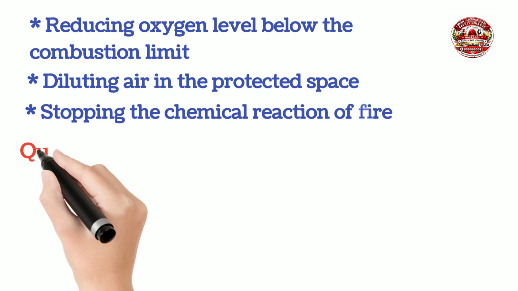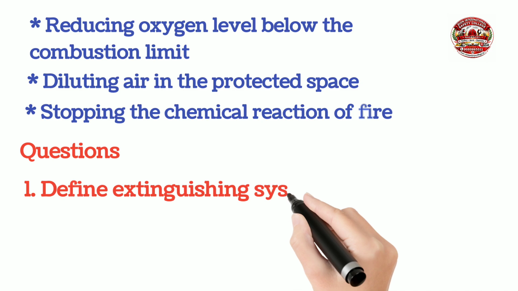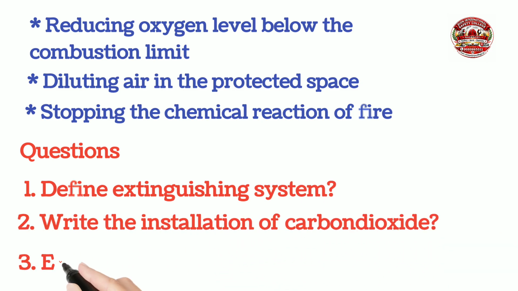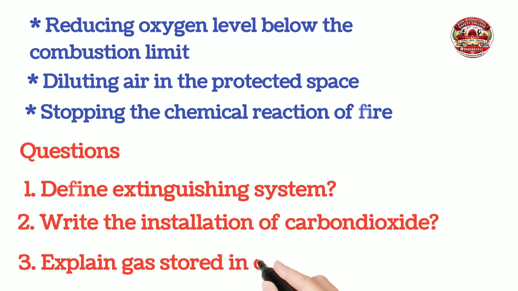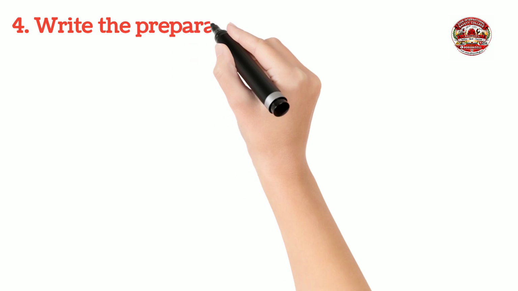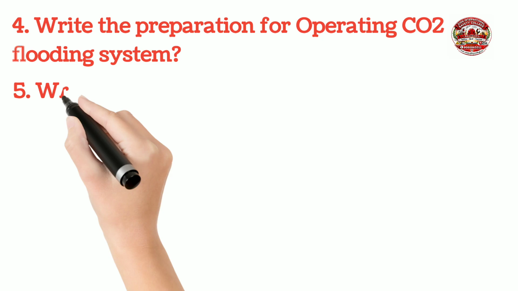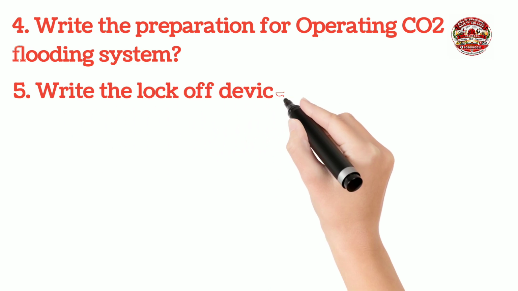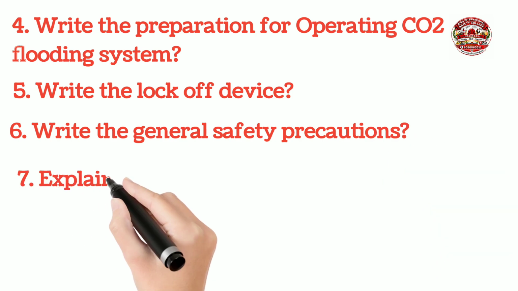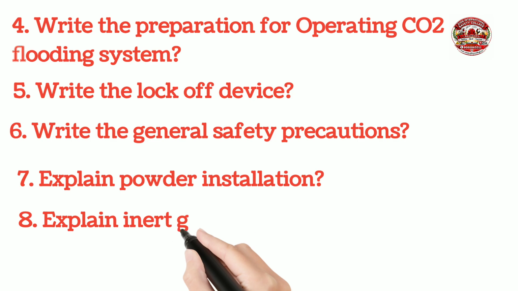Questions. 1. Define extinguishing system. 2. Write the installation of carbon dioxide. 3. Explain gas stored in cylinder. 4. Write the preparation for operating CO2 flooding system. 5. Write the lock-off device. 6. Write the general safety precautions. 7. Explain powder installation. 8. Explain inert gas installation.